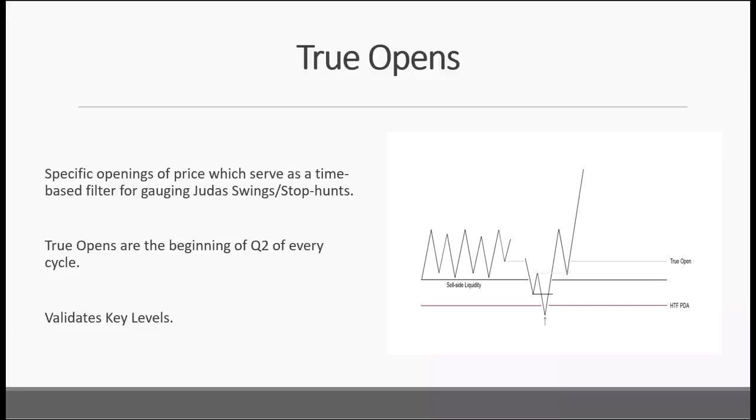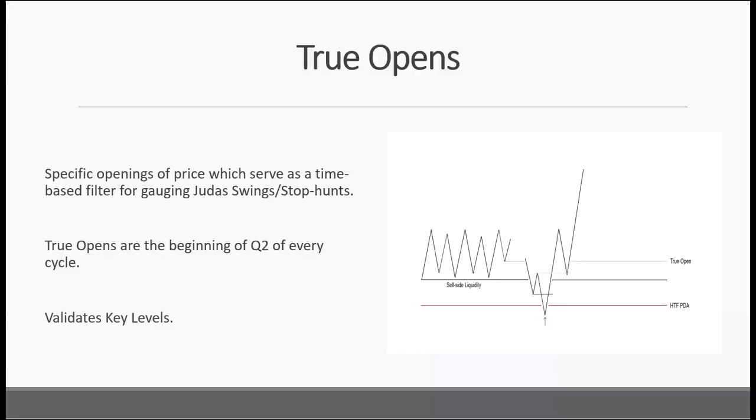True opens are the beginning of Q2 of every cycle. It is a simple concept to understand. If you are bullish within a specific cycle, you want to buy below its true open. And if you are bearish within a specific cycle, you want to sell above its true open. This will increase your accuracy tremendously, as key levels usually rest above or below true opens.